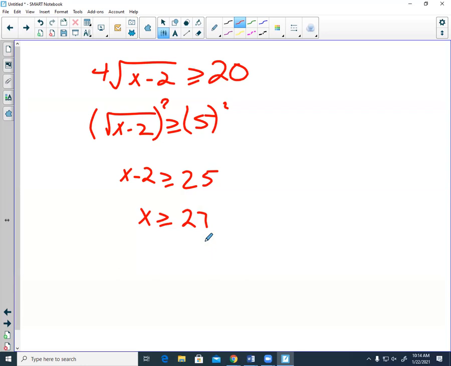All right? So that's just something to kind of think about at the end of the problem. If I were to plug a really, really big number or a really, really small number into this, is it possible for that thing to be negative? And the answer for this one is no.